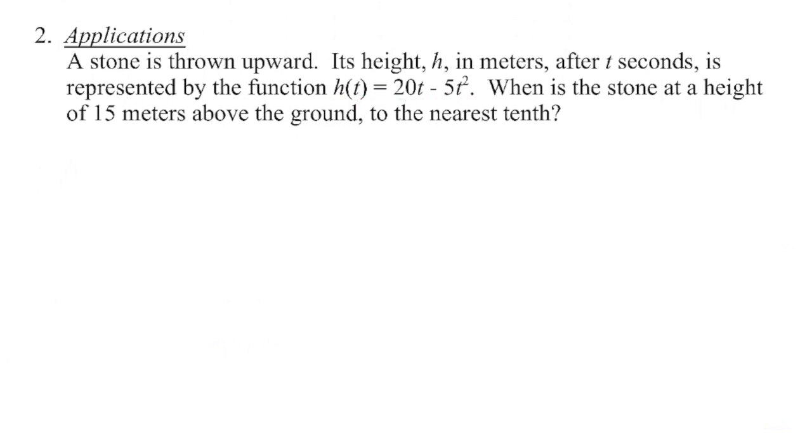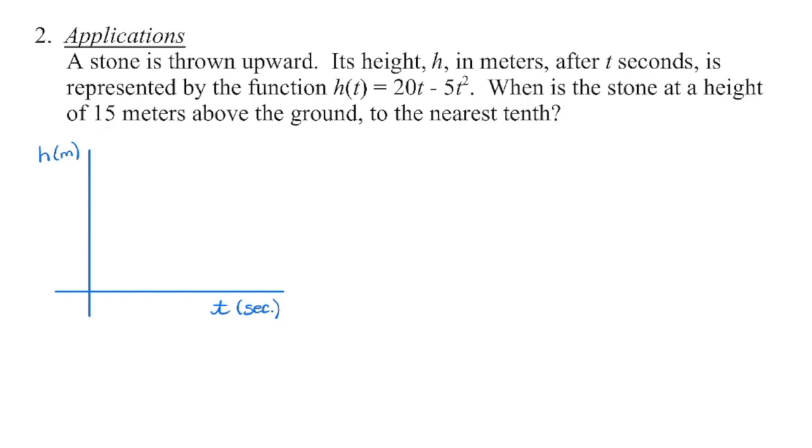So first thing we always do when we have a word problem is we're going to draw a sketch and we're going to label what each axis represents. So we can see that in the place of y, we have h of t, so the y-axis represents height in meters. In the place of the x, we have the t, so our x-axis represents time in seconds. Now in this particular question, we want to know when, so at what time is the stone at a height of 15 meters above the ground.